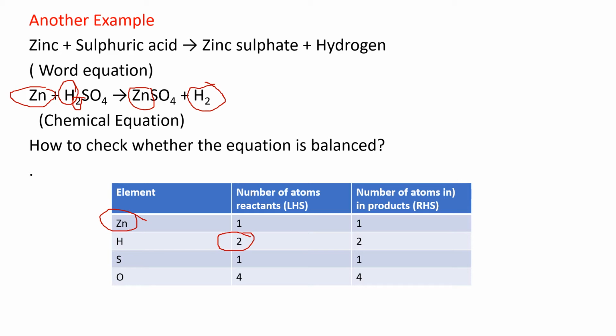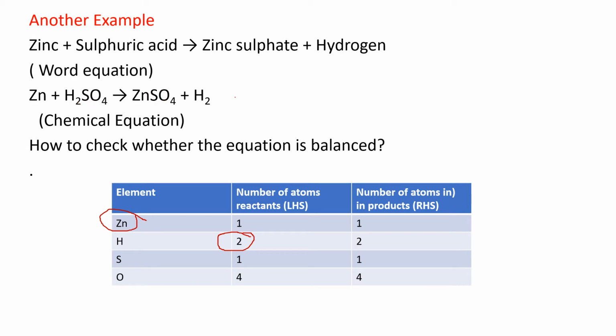So the next element, which is sulfur. Let me erase the previous ones. Okay. Now we'll see sulfur. Here you have 1 atom of sulfur on the left hand side and 1 atom on the right hand side. Now coming to the next one, which is oxygen.